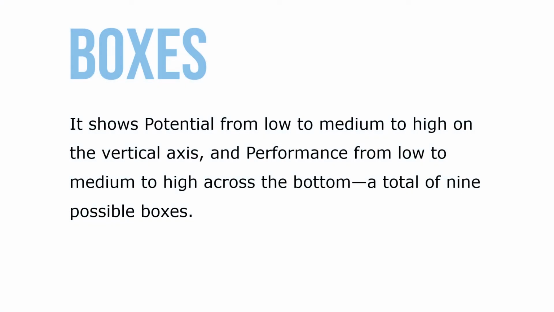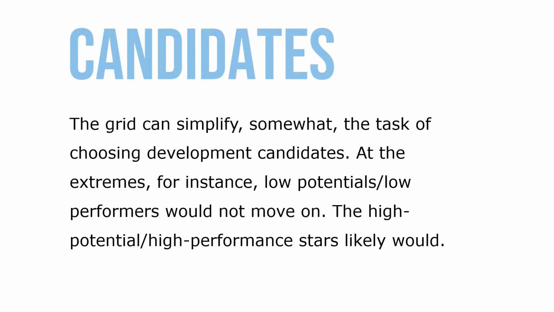It shows potential from low to medium to high on a vertical axis and performance from low to medium to high across the bottom, a total of 9 possible boxes. The grid can simplify, somewhat, the task of choosing development candidates. At the extremes, for instance, low potentials and low performers would not move on. The high potential, high performer stars likely would.